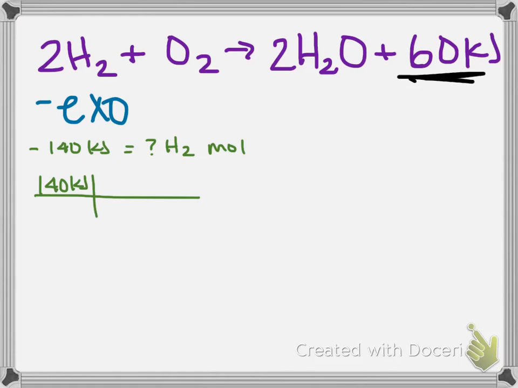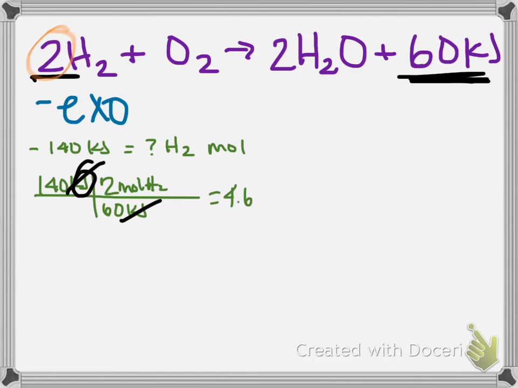There are 60 kilojoules of heat. That's going to have to go on the bottom so that kilojoules can cancel, for every 2 moles of hydrogen. So 60 kilojoules of heat goes on the bottom, 2 moles of hydrogen goes on the top. The kilojoules will cancel. I multiply everything on top, divide by everything on the bottom, and I get 4.67 moles.